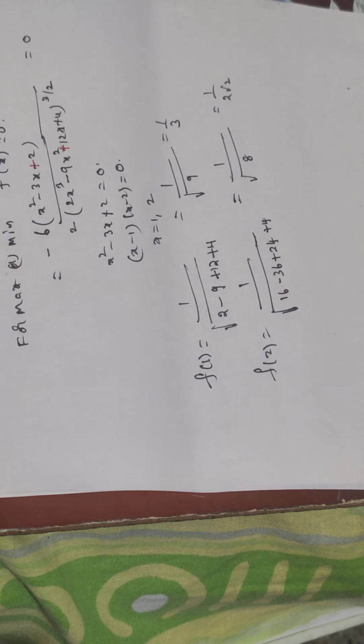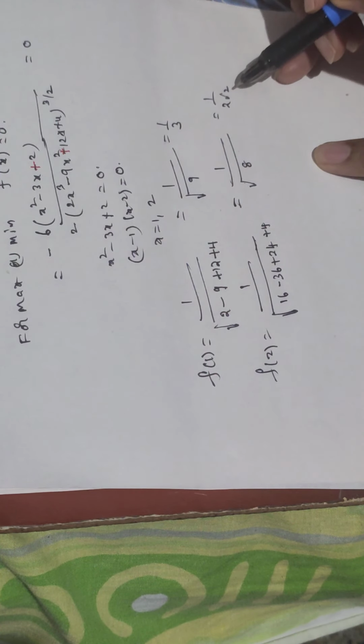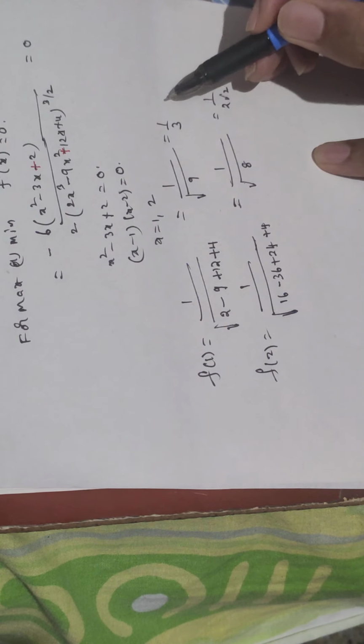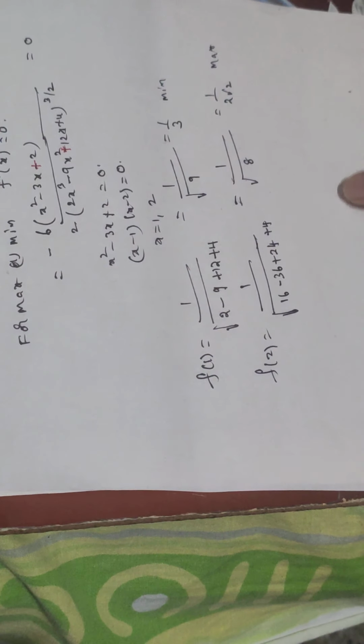So by observation, 2 root 2 means 2.8, since 1.41 into 2 is 2.8. So 1 by 2 root 2 is the maximum value, and 1 by 3 is the minimum value.